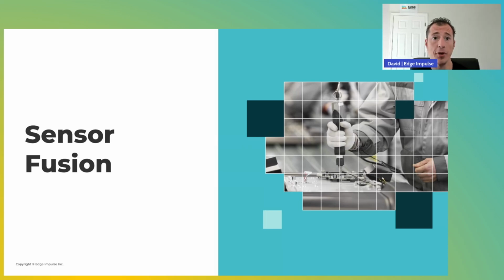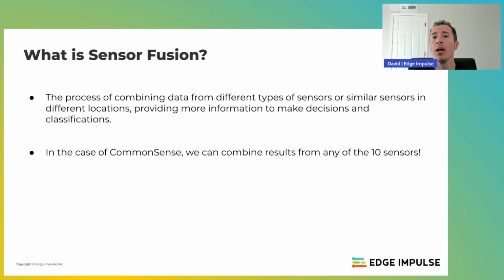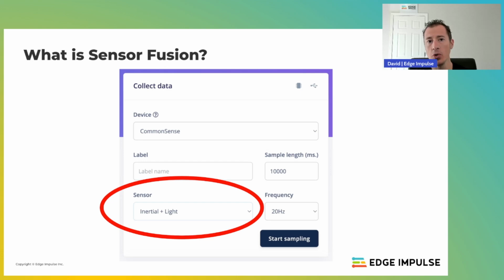Let's define sensor fusion. It's actually no different than what you may already be thinking. It's the process of combining data from more than one type of sensor, or sensors in multiple locations, to build a better machine learning model. In the case of the CommonSense board, we can combine data from any of the 10 sensors. And as I mentioned earlier, for our smart jacket idea, we'll use the accelerometer and light sensors on the board. It's easy to choose your sensor combination directly in the Edge Impulse Studio, which we'll get started with right now.